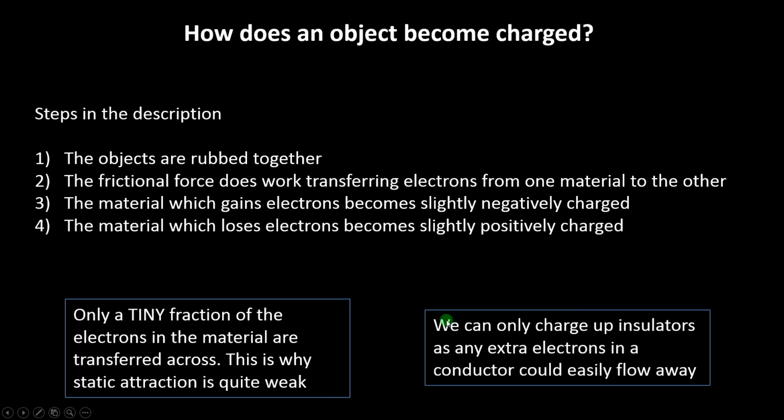The other thing to note about this is that it's only very easy to charge up insulators, because if we put extra electrons on a conductor, then basically, as we're going to see in a second, they'll repel each other and they will basically flow away, and so the charge will not stay on that conductor. So we can charge up things like plastics by this frictional method, but you can't really charge up metals.